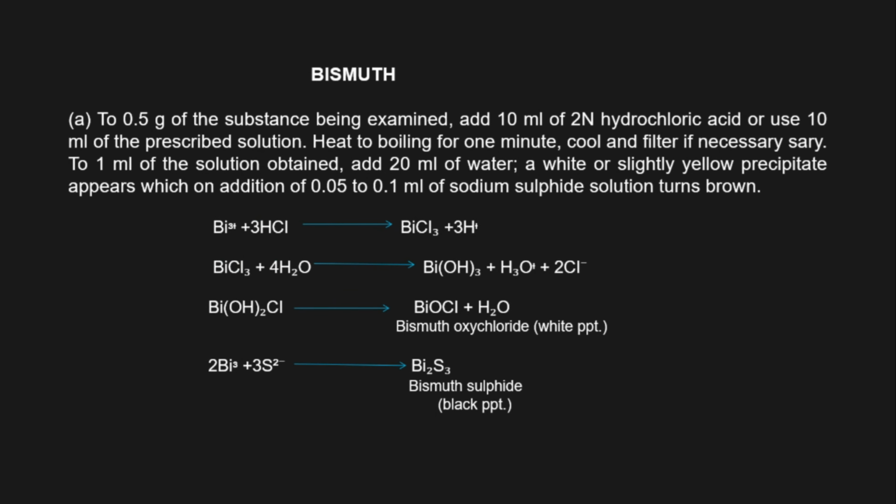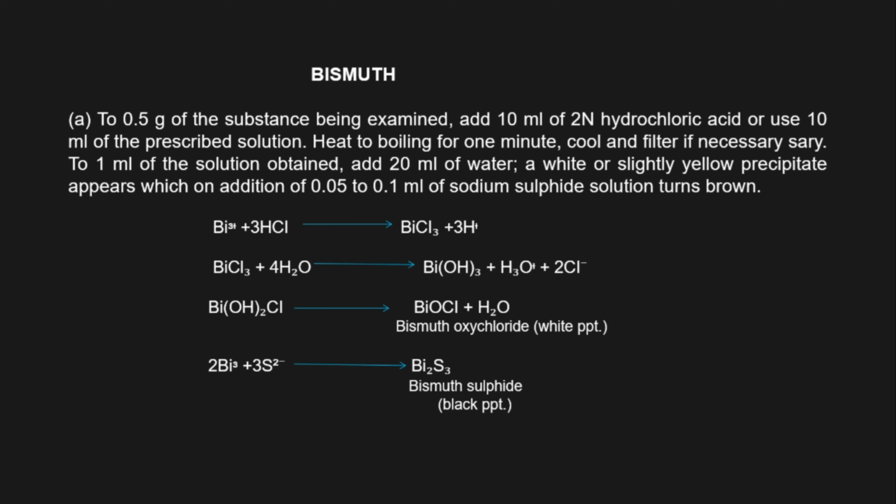The next cation is bismuth. The identification test of bismuth is as follows. To 0.5 gram of the substance being examined, add 10 ml of 2 normal hydrochloric acid, or use 10 ml of the prescribed solution. Heat to boiling for 1 minute, cool and filter if necessary. To 1 ml of the solution obtained, add 20 ml of water. A white or slightly yellow precipitate appears, which on addition of 0.05 to 0.1 ml of sodium sulfide solution turns brown. The reaction followed is as under.